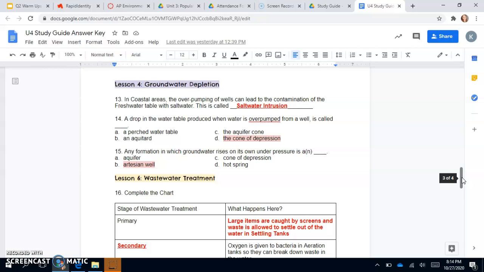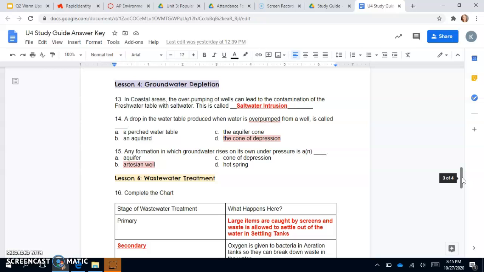So 14 says a drop in the water table produced when water is overpumped from a well is called blank. And this is called the cone of depression. So remember that cone of depression forms when you overpump a water table and it can lead to a decrease in the water table as well. 15 says any formation in which groundwater rises on its own under pressure is what? And remember, this is an artesian well. So the answer for 15 is an artesian well.